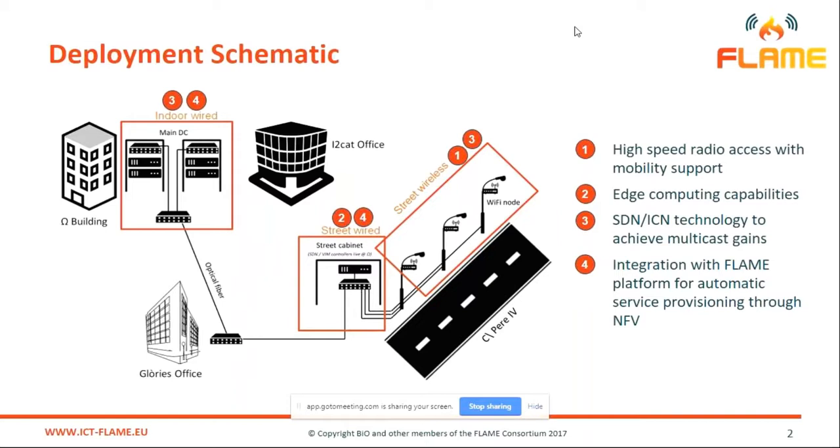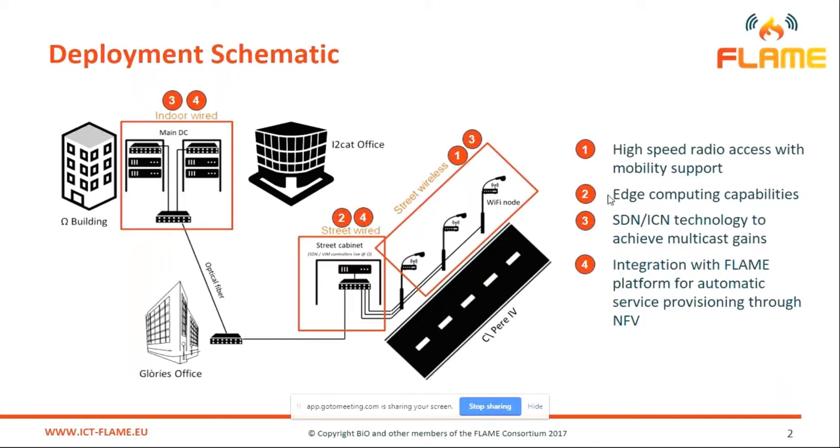Basically, we have several points in the hierarchy of the architecture, which are mapped to the main DC, which is our main compute environment where we have heavy servers, and the edge compute zone, which is on the street. These are interconnected over fiber, and here at the street level, we have the access nodes, which are basically Wi-Fi nodes, similar to the ones that are deployed on the Millennium Square in Bristol.